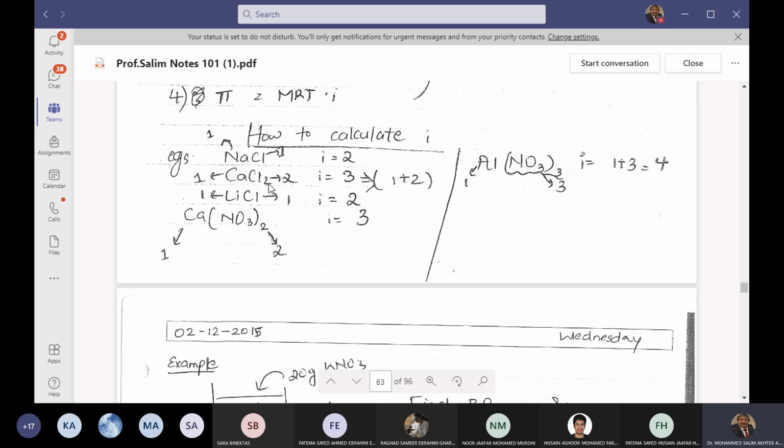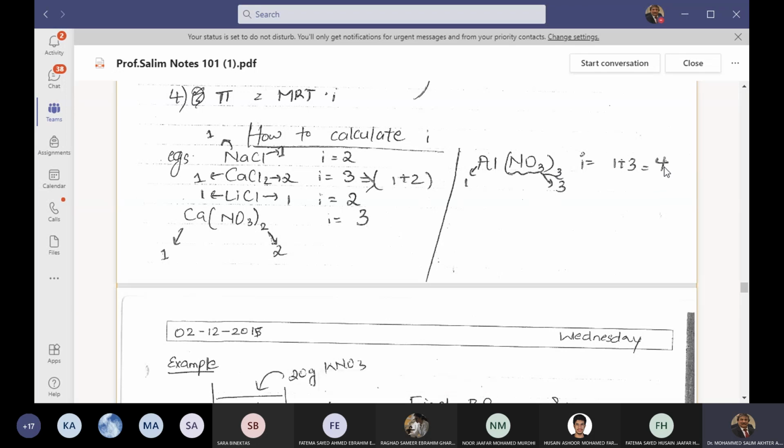Calcium chloride, 1 calcium, 2 chloride, i equals 3. Calcium nitrate, 1 calcium and 2 nitrate. Sometimes don't get confused with nitrate, sulfate, hydroxide, acetate, phosphate. All these are from chapter 2, from the list of polyatomic ions. Aluminum nitrate, 1 Al, 3 nitrate, total is 4.